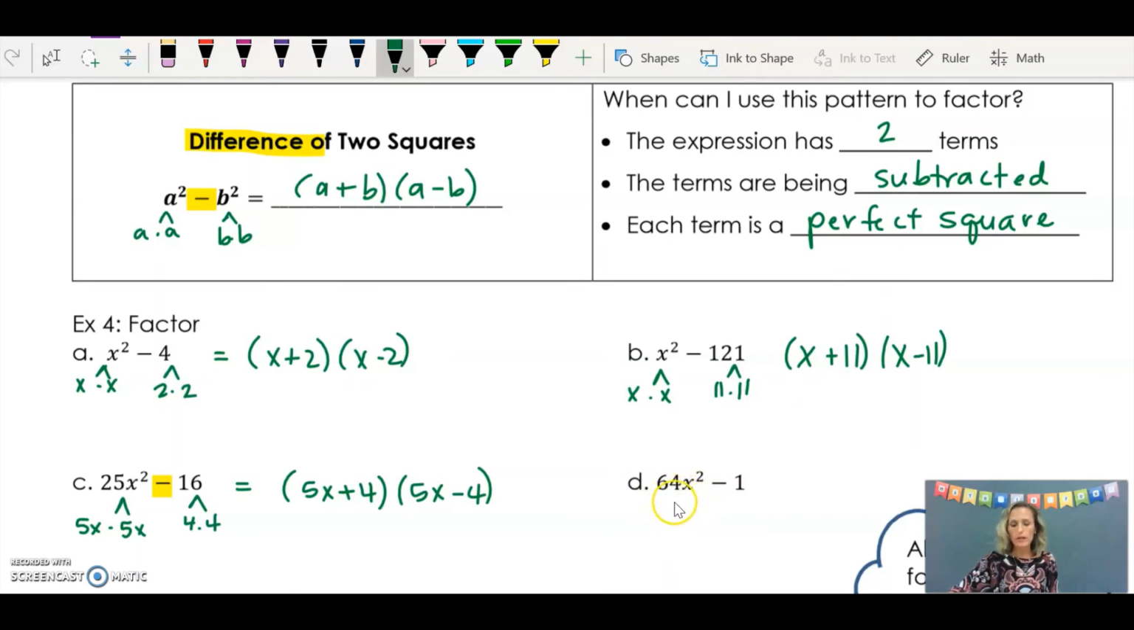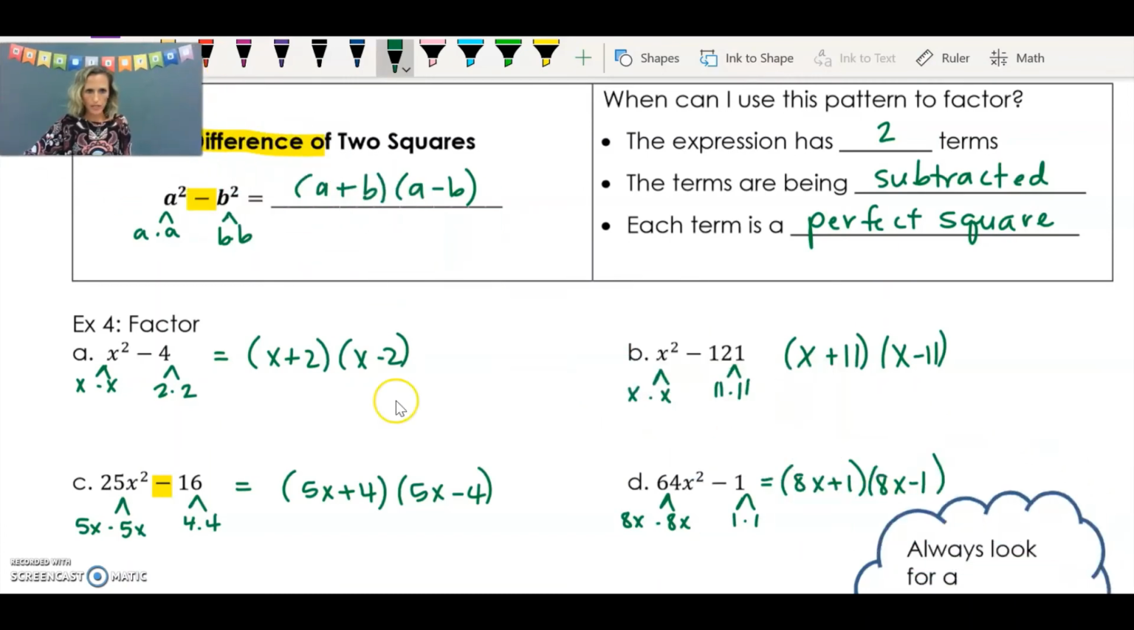64x squared, I could split into two matching factors of 8x times 8x, and then 1, we can split into 1 times 1. And again, we have to have opposite signs here, so 8x plus 1 times 8x minus 1. My little floating head is in the way. All right, so let's check out the bottom of the page.